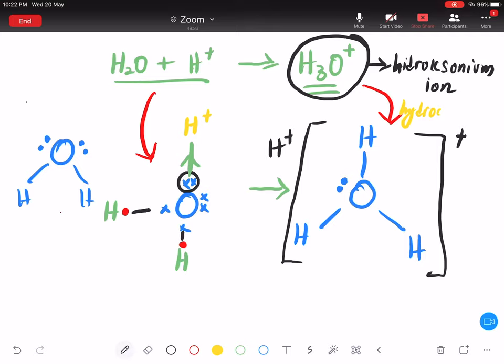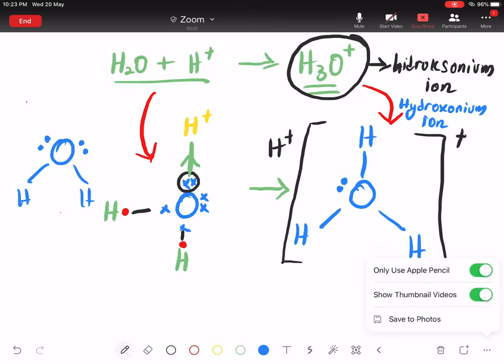Hydroxonium, eh? Kejap. Ion. Hydroxonium ion. Sekejap lah, saya padam lah. Nanti ada yang tak nampak. I write it properly for you, eh? Hydroxonium ion. Ni nama dia. Please remember this. Okay, I'm gonna erase this.